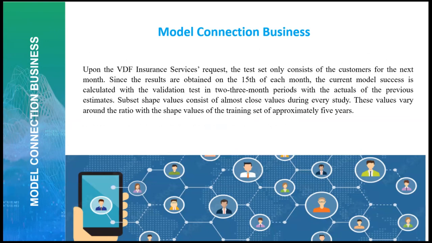Upon the request of Volkswagen Deutsche Finance Insurance Services, the test set only consists of the customers for the next month. Since the results are obtained on the 5th of each month, the current model success is calculated with the validation set and 2 or 3 month periods with the actuals of the previous estimators. SHAP values consist of almost close values during every study.